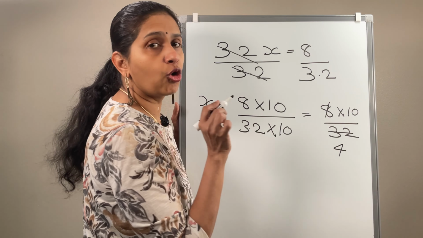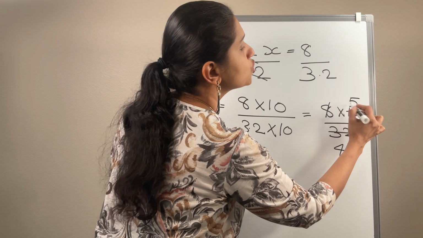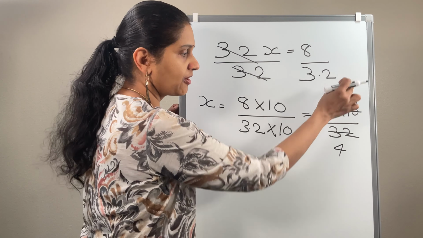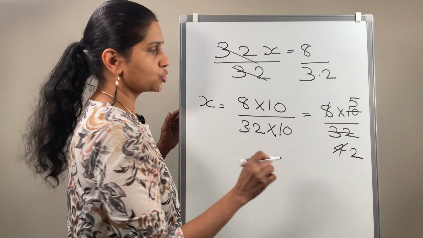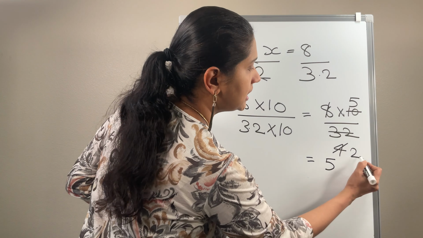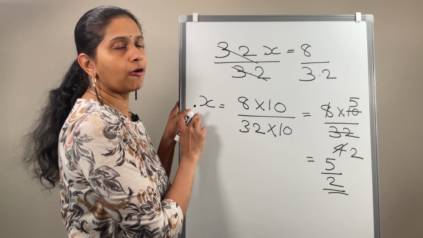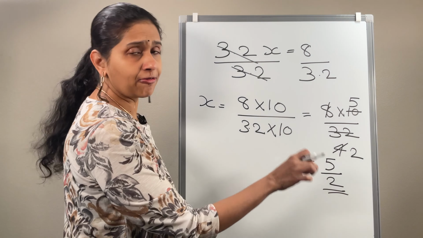Again, 10 and 4 both are divisible by 2. So 5 times 2 is going to be 10, or you can say 10 divided by 2 is 5 and 4 divided by 2 is going to be equal to 2. So what you are left with is 5 in the numerator and 2 in the denominator. So the value of x is going to be 5 by 2. This is the fraction form.